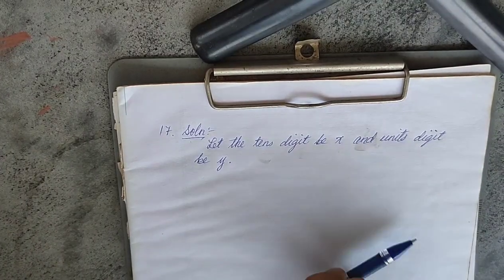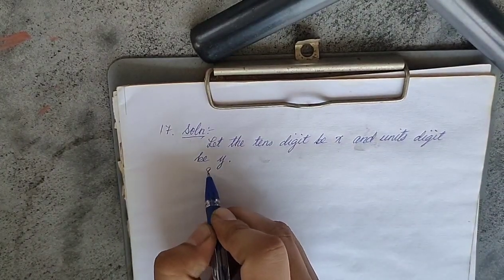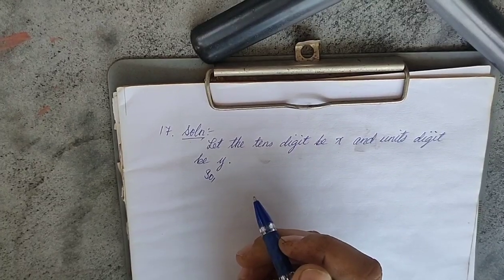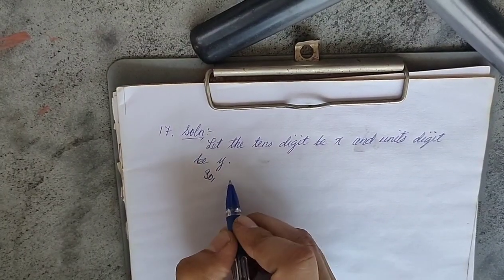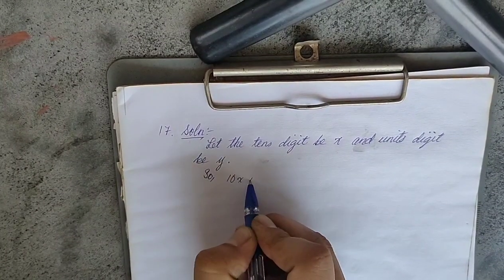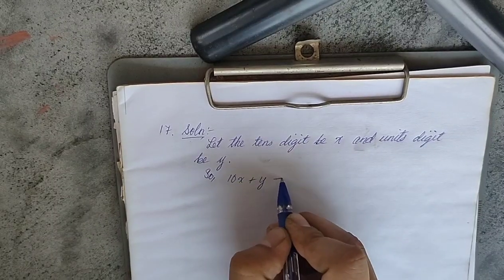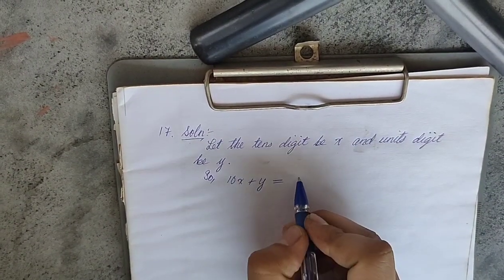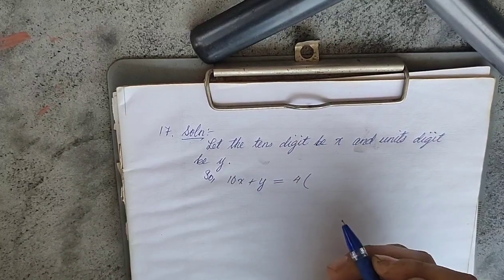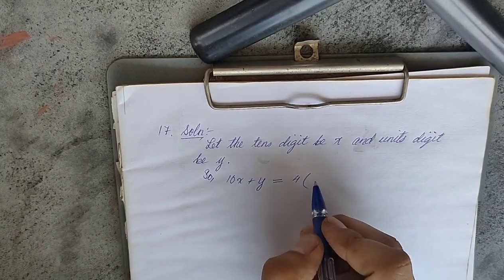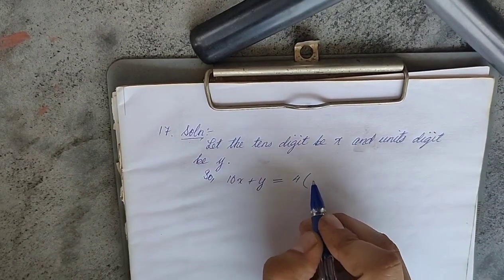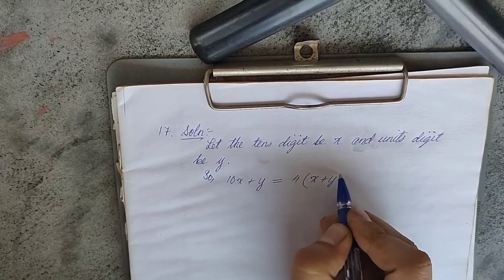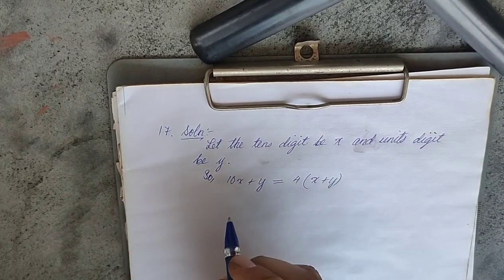So what was the question? A two-digit number is 4 times the sum of its digits. The number is 10x plus y. The digits are x and y.